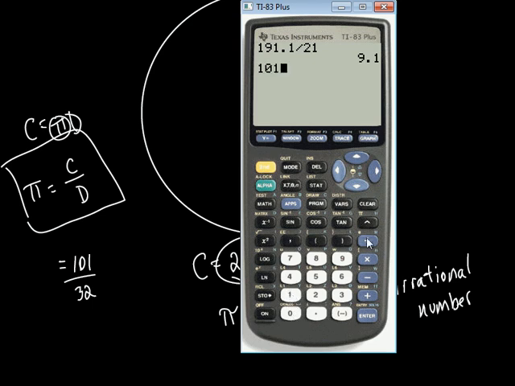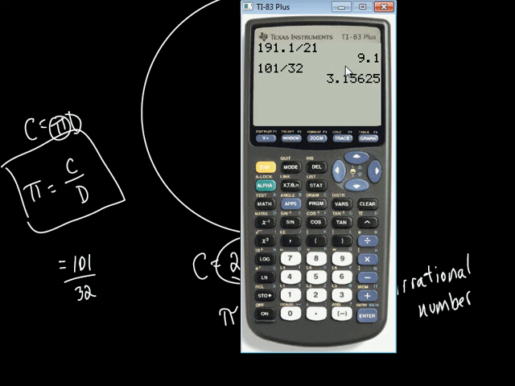So 101 divided by 32. Why am I doing this? Because I'm doing the circumference divided by the diameter to see how close I get for pi. And look at that, that's not bad at all. To the hundredths place, I was off just by 1/100th. That's pretty close, as far as just using a piece of string, and we just kind of guessed that centimeter anyway.